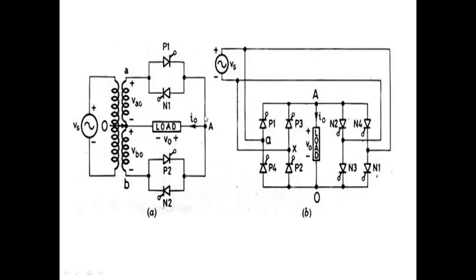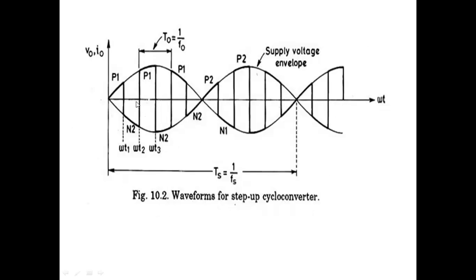When P1 is on, current is flowing in this direction. Let us take it as positive in this direction. When N2 is on, current is flowing in the reverse direction in the load. That's why I'm taking the negative polarity. Polarity comes in the negative.